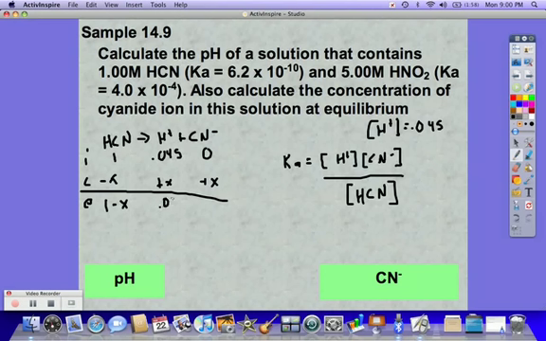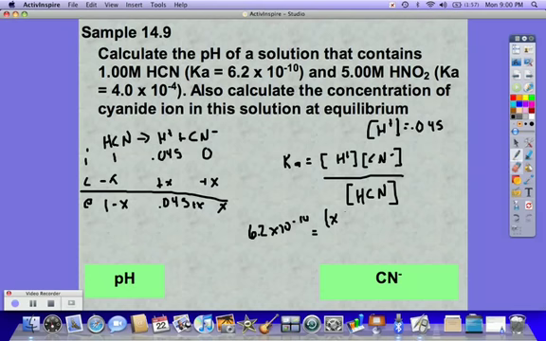And so this is a way that they can use the other acid. They'll ask you what's the concentration of, like in this case, cyanide, or the anion of whatever acid wasn't the strongest. So you'll need to remember to use the hydrogen ion from the strong acid in the initial concentration. But other than that, it's the exact same type of problem.